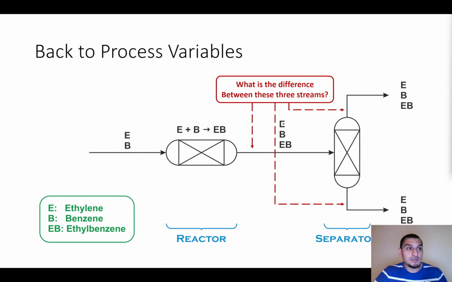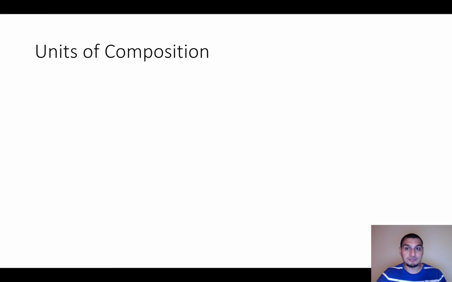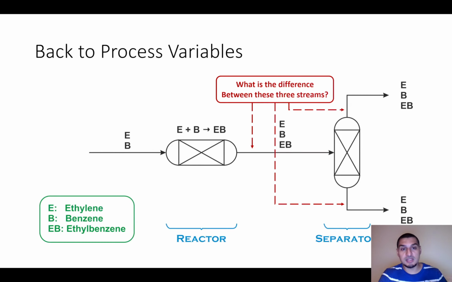All of them have the three components, ethylene, benzene, and ethyl benzene, and it doesn't seem that there is something different from one to another. And the answer is that the difference is in the concentration or the composition. Composition means that I will have the three components here, the three components here, the three components here, but I will have here, I can say, 30% of this stream is ethylene, 30% is benzene, and 40% is ethyl benzene.